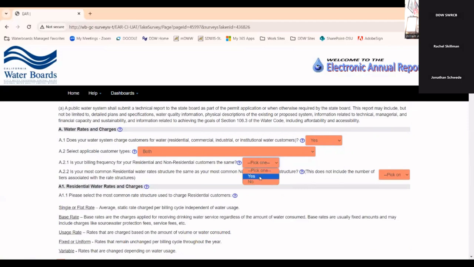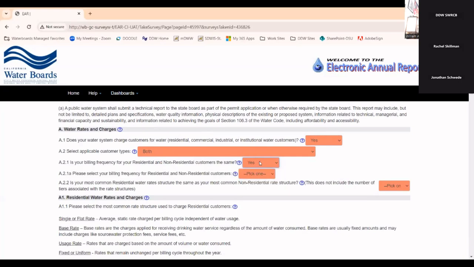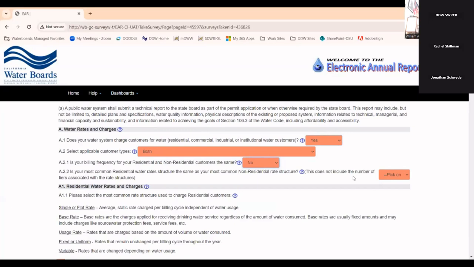Sorry, I got this one confused. It's basically asking you if your residential and non-residential customers are billed at the same frequency. So if you're billing both of your customer types every month, every 2 months, then you would say yes. If they're different, then you would say no and indicate for either one.